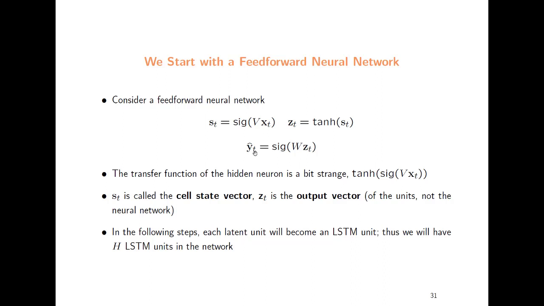So each of the latent units in the recurrent neural network now becomes an LSTM unit. Thus, if we have h hidden units, now we have h LSTM units in the network.